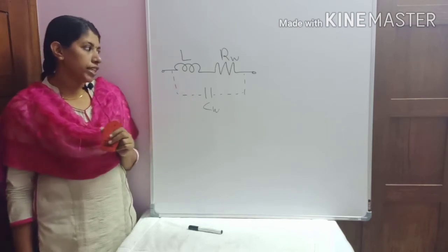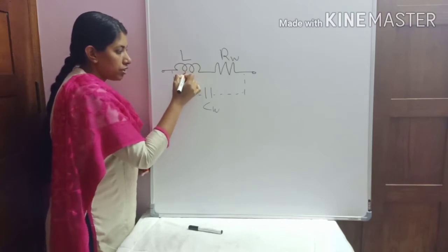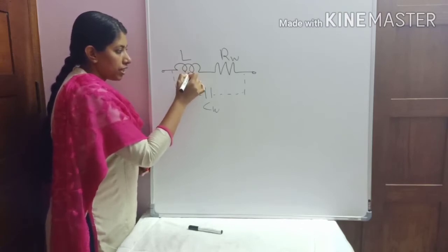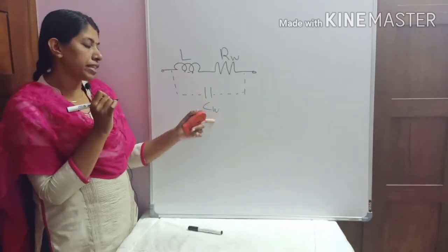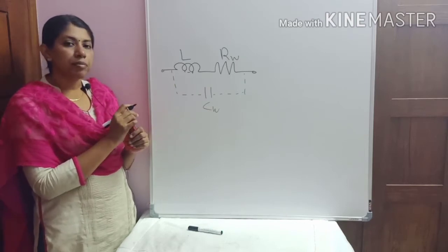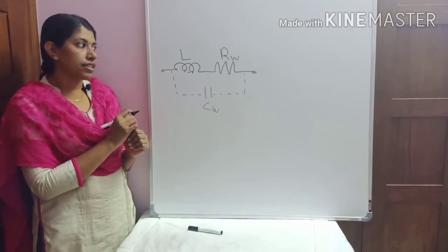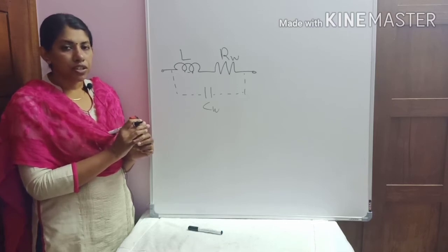About winding capacitance, here you can see that this coil can be considered as two metallic surfaces, and the air in between can be considered as a dielectric. So there will be some winding capacitance, and it is represented by this. So this is a practical representation of a practical inductor. By this we have completed our discussion on inductor.